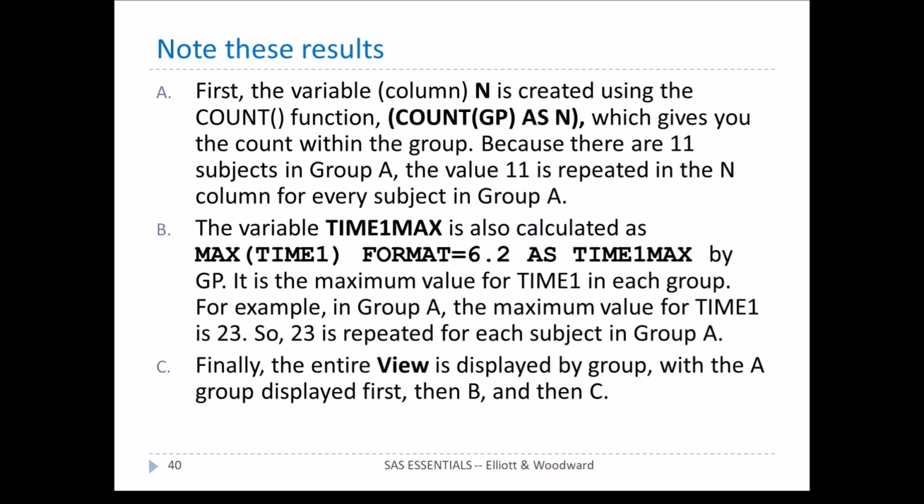Okay, first of all, this goes into a little bit more detail. So in is created using the count function. When we say count group as in, we create the count of however many people are in that group, like the A group, and then we display them using the alias in. And as we mentioned, the time 1 max was created using the function max, which gives the maximum of time 1, and we call it time 1 max.